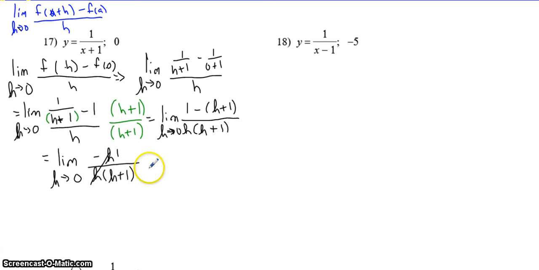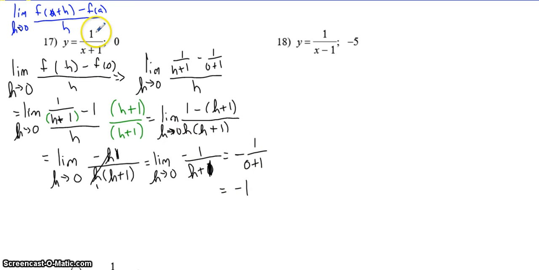Now this is where we could leave a step out if we wanted to. We see the h here, we do the reducing, that's negative 1. Now if we wanted to plug right in, we can, or I'm just going to go ahead and write that out. Plug 0 in for h. Negative 1 over 0 plus 1.